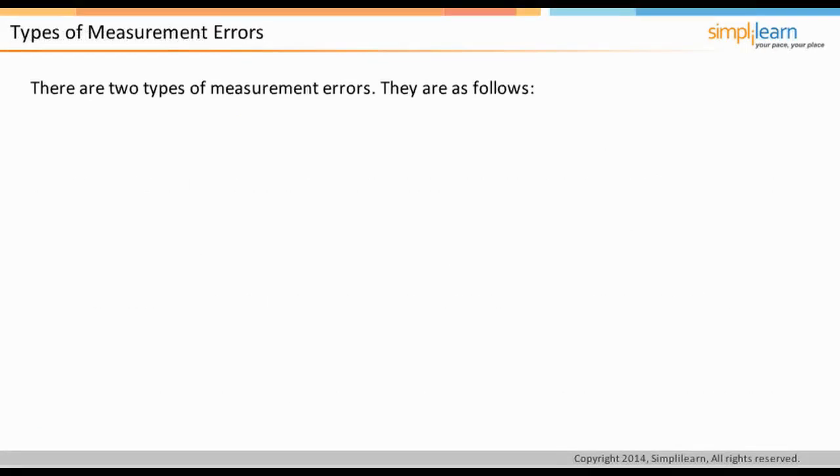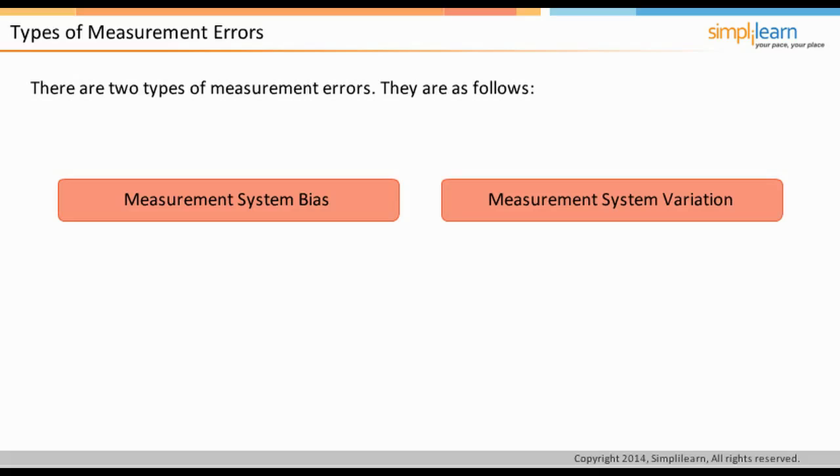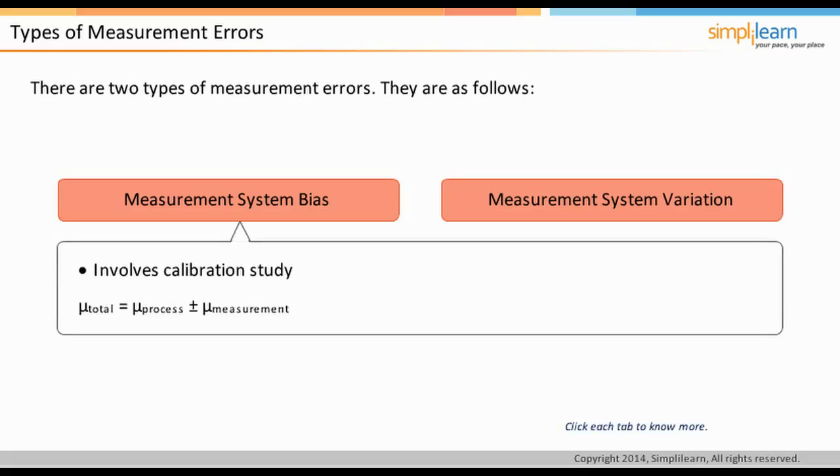The two types of measurement errors are measurement system bias and measurement system variation. Click each type to know more. Measurement system bias involves calibration study. In the calibration study, the total mean is given by the sum of the process mean and the measurement mean. The statistical notation is shown on the screen. Measurement system variation involves gauge repeatability and reproducibility, or GRR study. In the GRR study, the total variance is calculated by adding the process variance with the measurement variation. The statistical notation is shown on the screen.